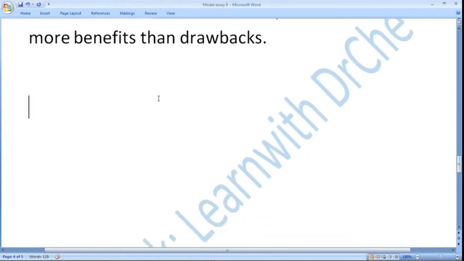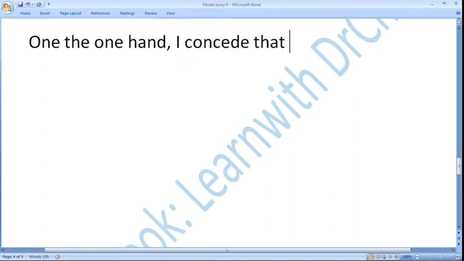Similar to the discuss both sides and give your opinion essay, you can start with on the one hand, I acknowledge, or I concede that. Why am I using concede? I acknowledge that in this case I am not saying that there are no negative impacts. I acknowledge, I concede that there are negative impacts, but these negative impacts are less than positive ones. So I concede here.